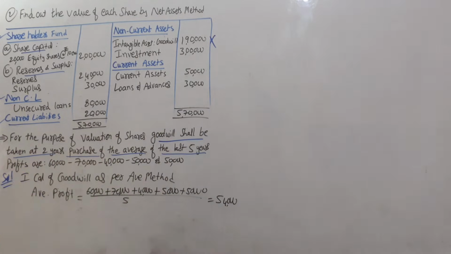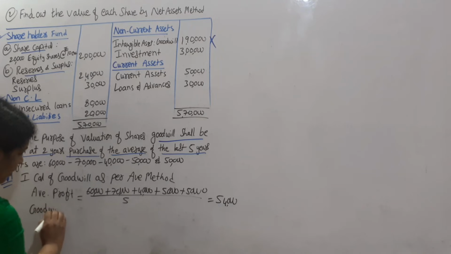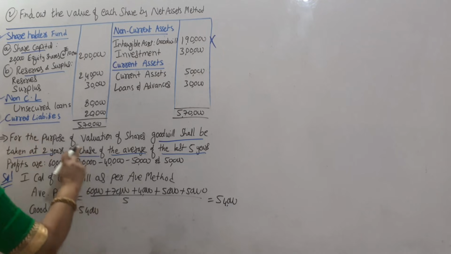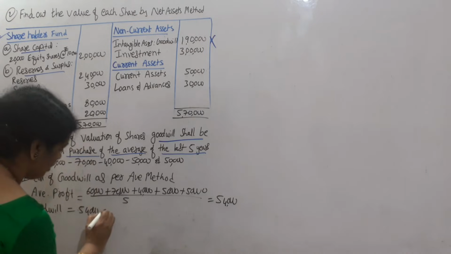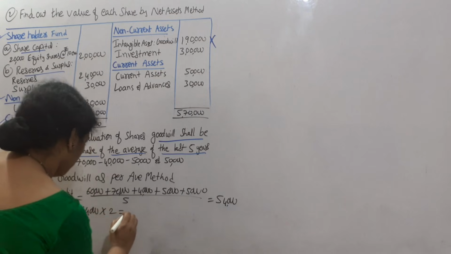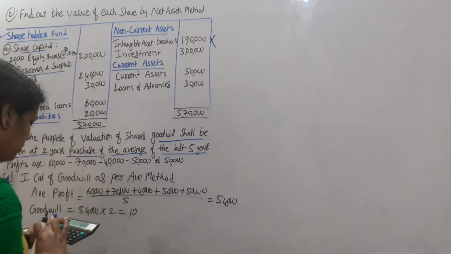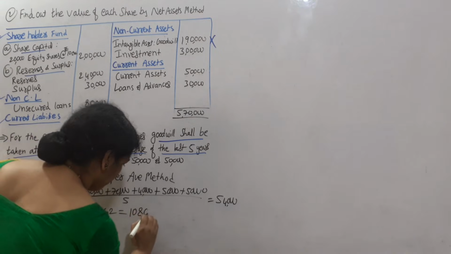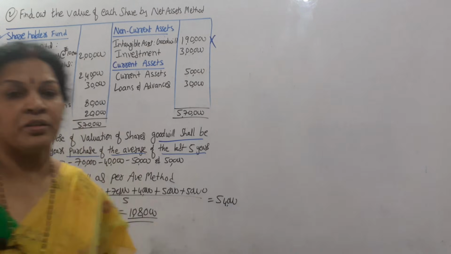This is 54,000, the average profit. Now how do we get the goodwill? Goodwill is equal to average profit 54,000. How many years did they say? Goodwill shall be taken as 2 years purchase, means into 2. 54,000 into 2, yes, 1,08,000. So this is the goodwill we are going to take.